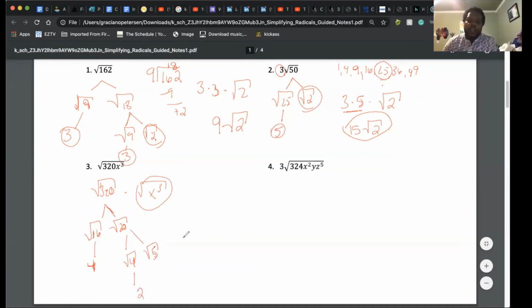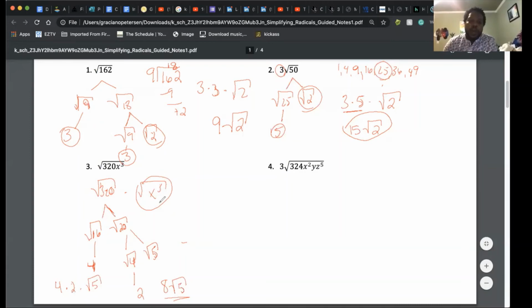So for part of my answer, because I'm only doing right now the square root of 320, I have 4 times 2 times the square root of 5. What's 4 times 2? That's right, 8, so it's 8 times the square root of 5. That's my simplification so far, but I'm not done because I have to do the square root of x cubed.